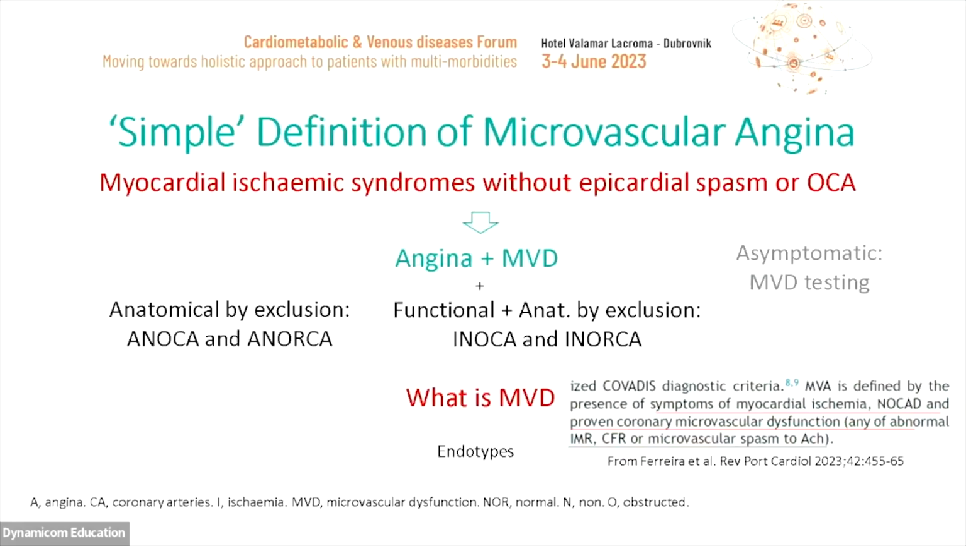And here, for instance, COVADIS diagnostic criteria define microvascular angina by the presence of symptoms of myocardial ischemia, non-obstructive coronary artery disease, and proven coronary microvascular dysfunction, which in turn is any abnormal IMR. And we're beginning to be a little bit, oh dear, what does IMR mean? It's the index of microvascular resistance. So it can be abnormal resistance, abnormal coronary flow reserve, or microvascular spasm to acetylcholine. So then you really need to go into these details to finally conclude what the patient has or does not have.